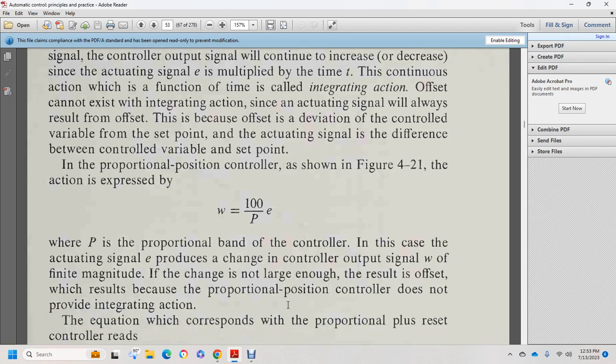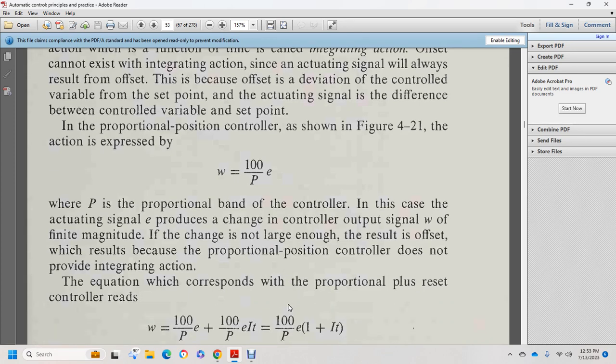With the proportional band of the controller, the actuating signal E produces a change of the controller output signal of finite magnitude, which is not large enough. The result is the offset. Proportional position control does not provide an integral action. The equation corresponding to proportional plus reset is as follows.